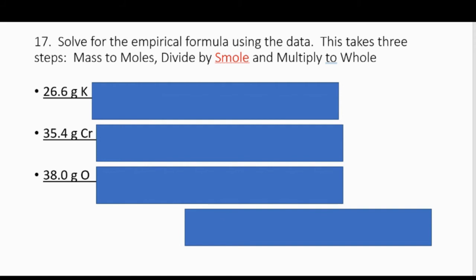All right, now it's time for the empirical formula process. To solve empirical formulas, we take the data, we go through 3 steps. We call these steps the mass to mole, divide by small, multiply to whole. And the word small is actually smallest mole, as we'll see in a second.